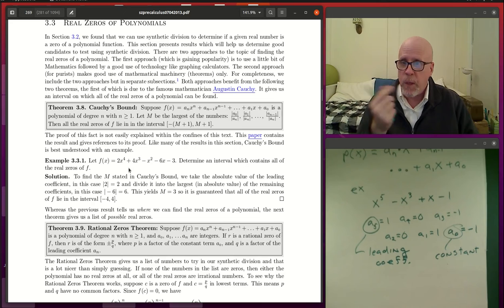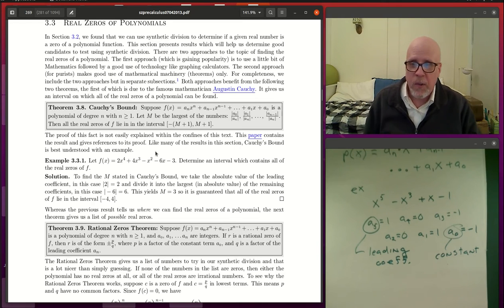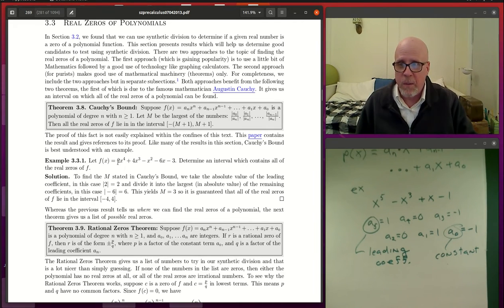They give an example here, but how hard is this? Let me just look at the basic outline of that polynomial. The leading coefficient is a 2, and then the biggest in absolute value of the other coefficients is this minus 6. So 6 over 2, the M is 3, that ratio we just got, and then we use M plus 1, or 4. You see how they came up with that? The interval from minus 4 to 4 is where you look for the zeros.